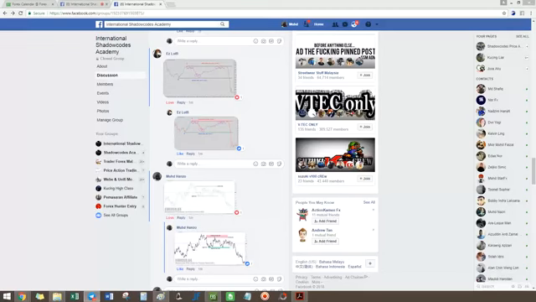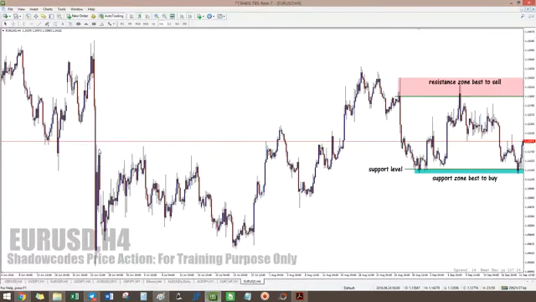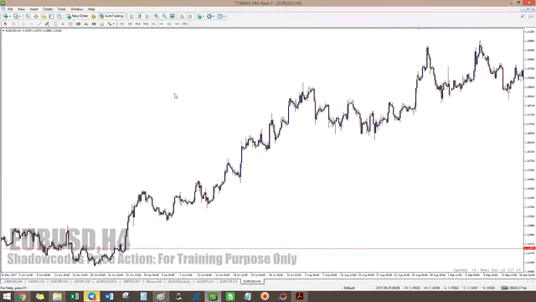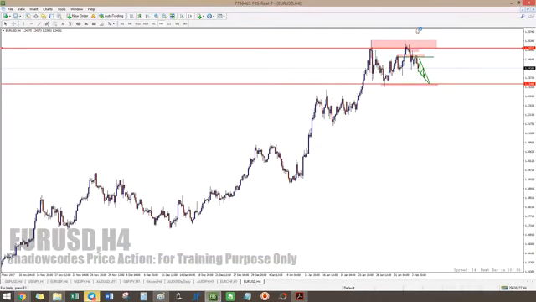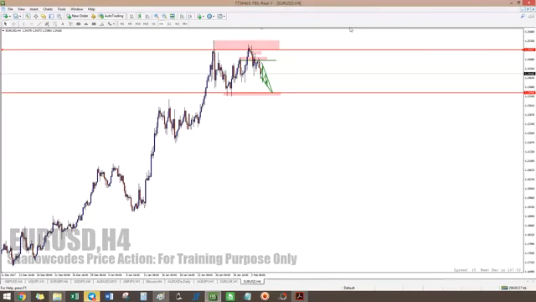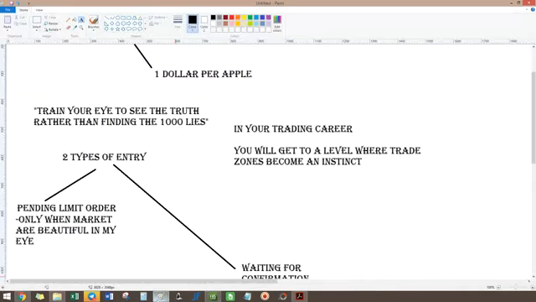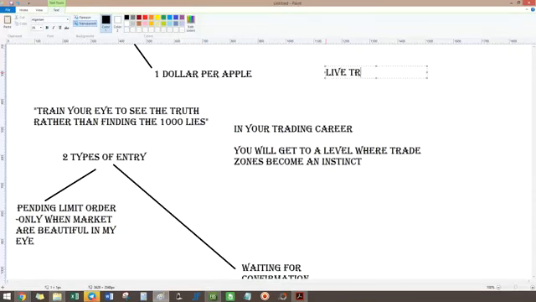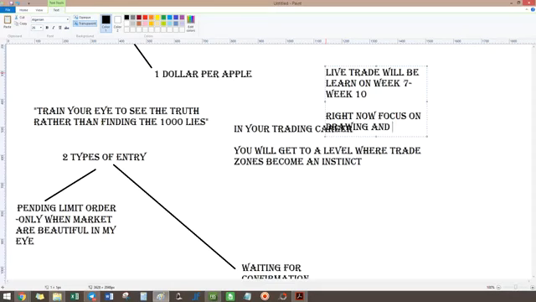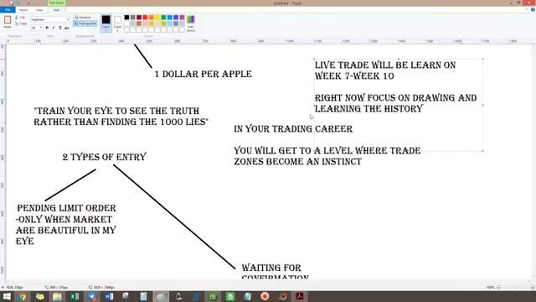So the homework is about the work that has already played out. Yes, you need to draw the history, the thing that already happened. Because if you want to trade on the upcoming trade, to live trade, it's not your time yet, because this one is the last lesson where we learn how to live trade and how to make a trading journal. Live trade will be learned on week 7 until week 10. Right now, focus on drawing and learning the history. Please follow this roadmap.